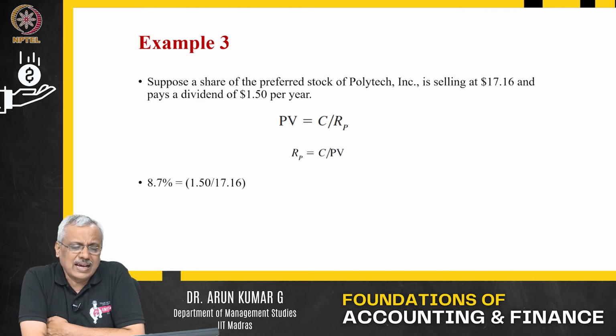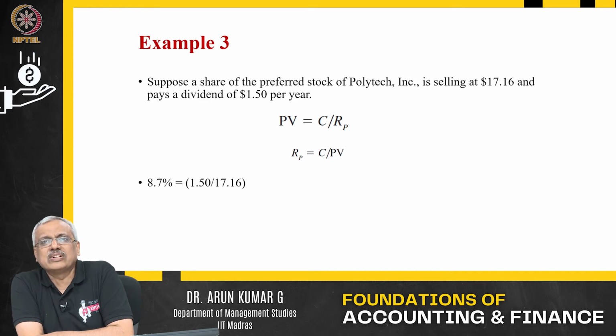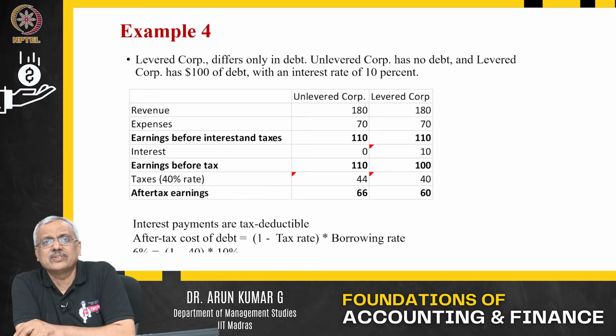Supposing a share of the preferred stock of Polytech is selling at 17.16 and pays a dividend of 1.5 per year. What is the yield? Yield is nothing but the dividend divided by the selling price. 17.16 is the denominator. What is the dividend? 1.5. So, what is your return? Return is roughly about 8.7%, and 8.7% is the cost of that preference share, because that is the expected return on the preference share as of today. So, 8.7% is the cost of the preference share.